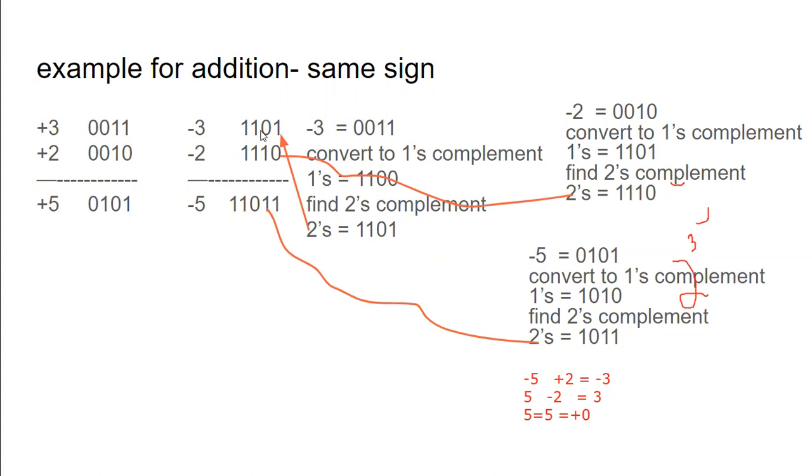1, 1, 1 plus 1 is 1, 0. So substitute 0, carry 1. So all three 1's are there, so it is 1, and then the carry. Now I want to check whether it is negative 5. Since it is a 2's complement addition, you can leave the carry. If it is a 1's complement addition, you have to bring down the carry to the least significant bit and add it in order to get your answer. But now what we are doing is 2's complement, in which case you can leave out the carry.